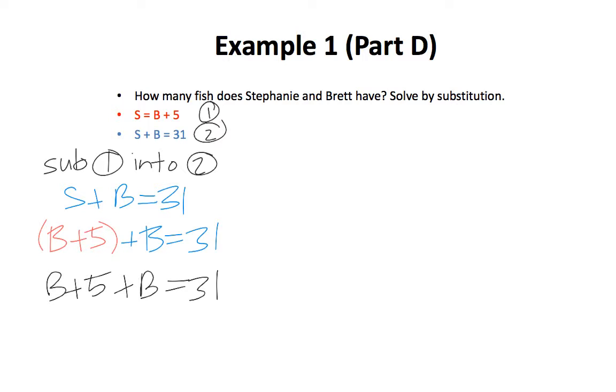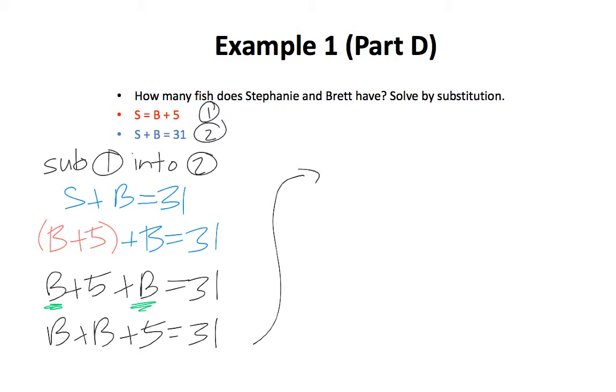At this point, we want to simplify both sides of the equation, which means we are going to have to collect like terms. On the left side, you can see that B and B are like terms, which means let's put them beside each other in our next step. So B plus B, and then the plus 5 and equal to 31 stays the same. Let's continue this over here. B plus B is 2B. Again, the plus 5 and equals to 31 stays exactly the same.